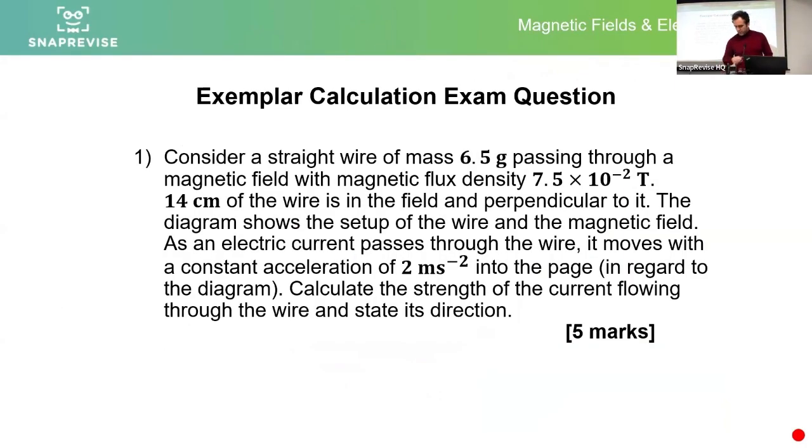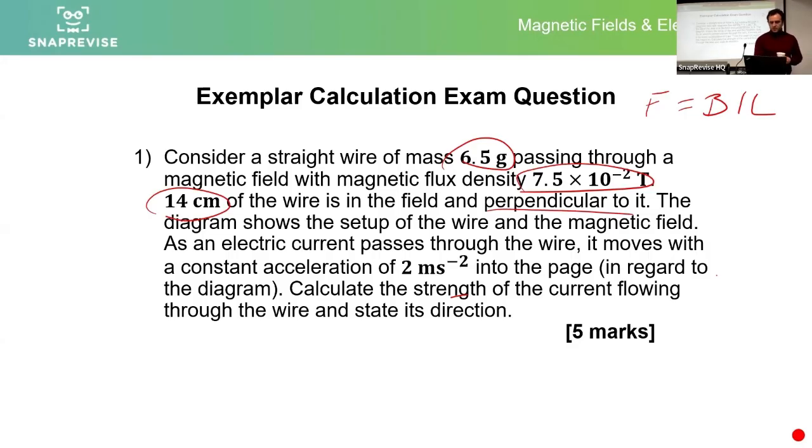Okay, let's try an exam question on that exact thing. Consider a straight wire of mass 6.5 grams passing through a magnetic field, with the magnetic flux density given. 14 centimeters of the wire is exposed in the field, and it's perpendicular to it, so we can actually just simplify this to F equals BIL. The diagram shows the setup of the wire and the magnetic field.